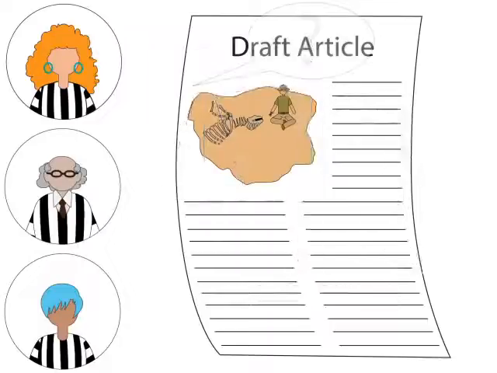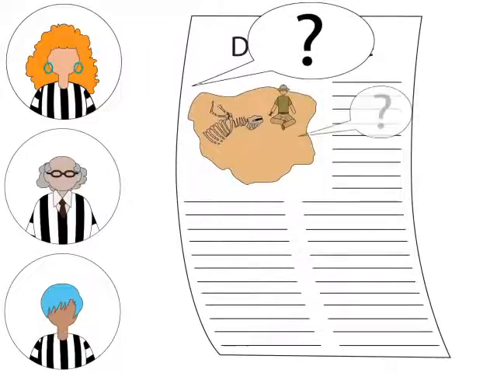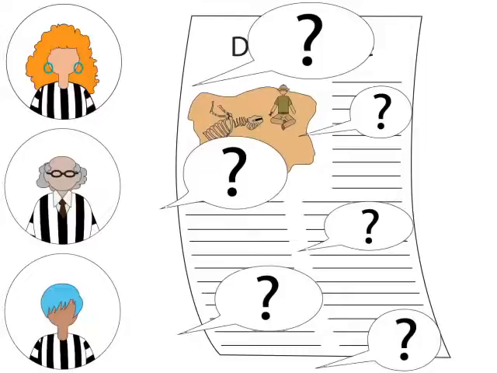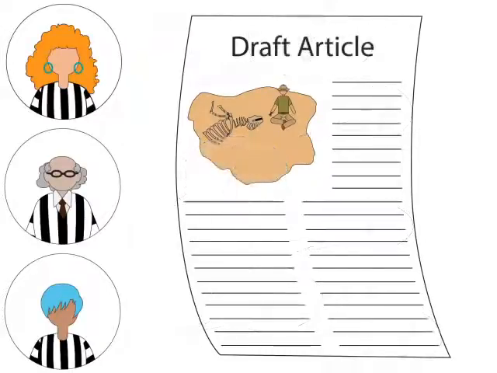Questions like, what is this research about? Is it interesting? Is it important? Is the methodology sound? Are the conclusions logical? And are the findings original? Based on the answers to these questions, the reviewers decide whether the article is worthy of publication in the journal.